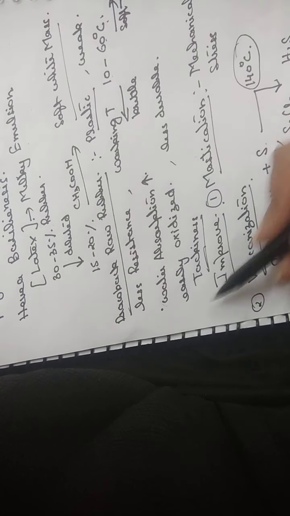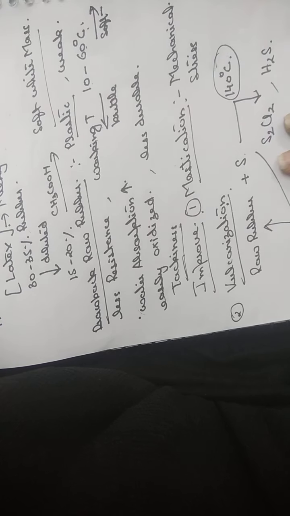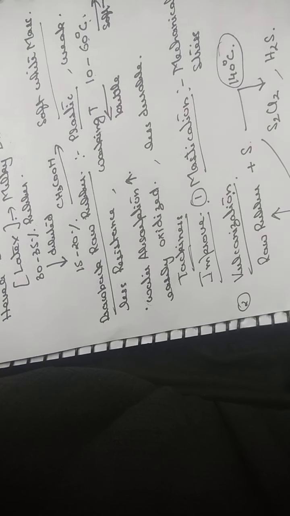So to improve the quality of rubber, we carry out two methods. The first is mastication. The second is vulcanization. In case of mastication, a mechanical stress is applied, and when we apply the mechanical stress, the raw rubber undergoes fragmentation or degradation, which improves the properties of rubber. And second is vulcanization. What we are doing in vulcanization, raw rubber is treated with sulfur at a temperature of 140 degree Celsius. The sulfur is incorporated where the double bond is there.